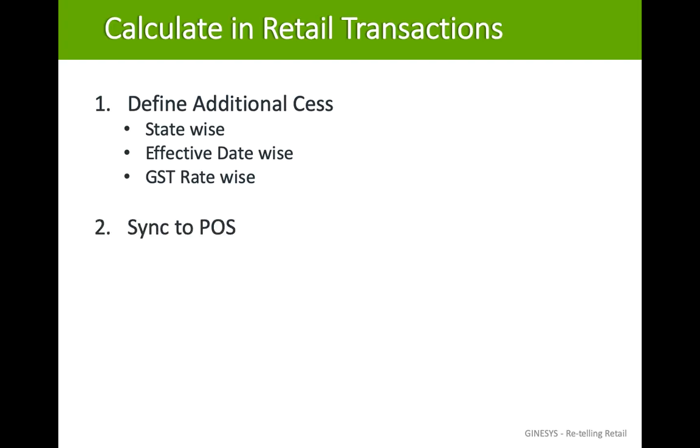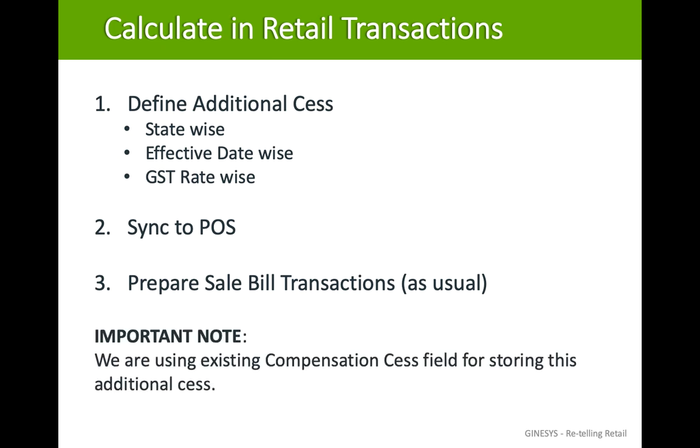Now you need to sync the same to stores. So basically just proceed with the synchronization process and the same will be available at the store end. Once sync is done, depending on the effective date and applicability, the system will automatically start calculating the same in the respective GST state. An important note: we are using the existing compensation cess field for storing this additional cess. In the next couple of slides, we'll understand how this is impacting the flow.